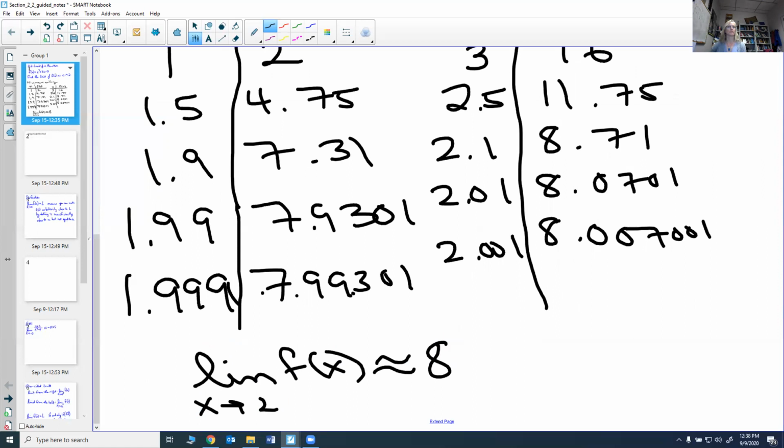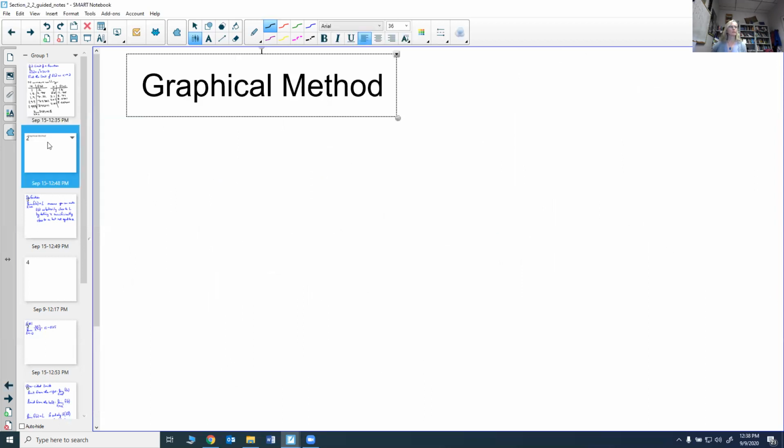And there's what I have. Pretty cool? All right, so we have that information we could do. What I could also do is I could have done it graphically. So I could have also done a graphical method for this instead of a numerical.